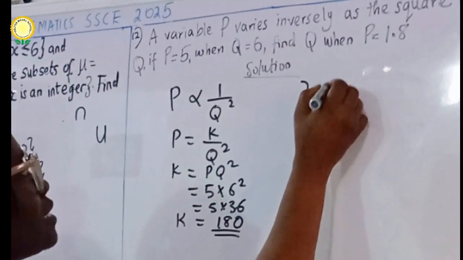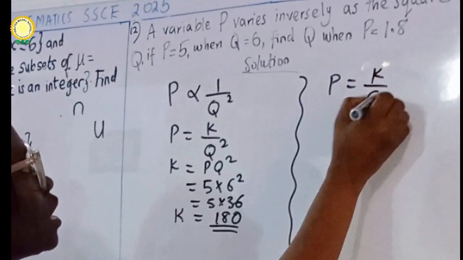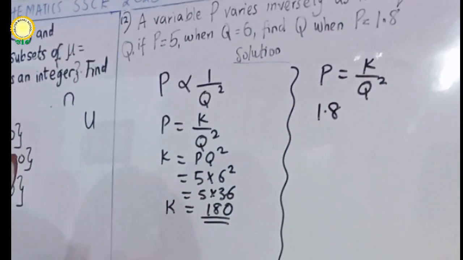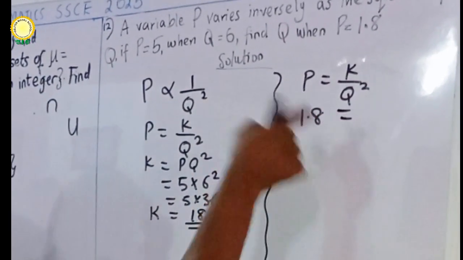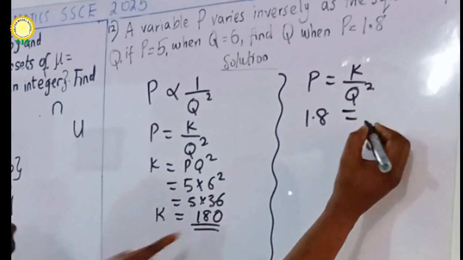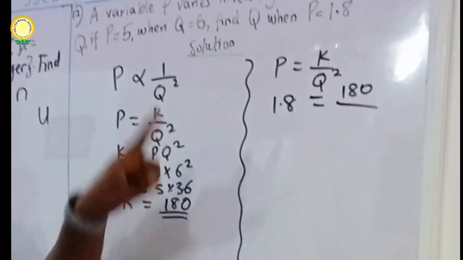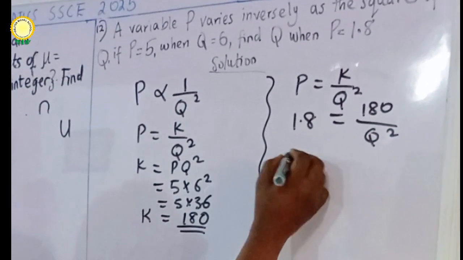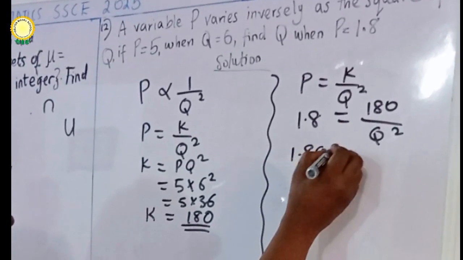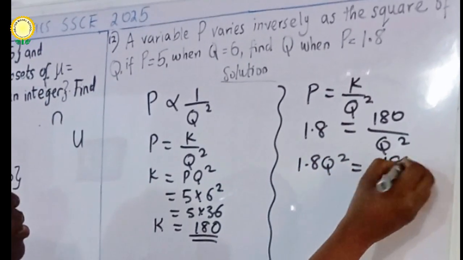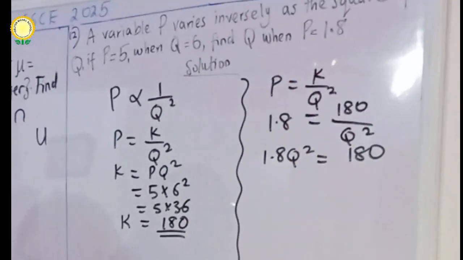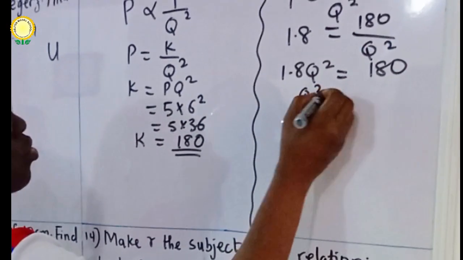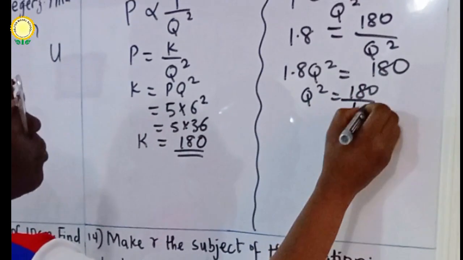Alright, so you rewrite the equation p is equal to k over q squared. What is p now? The new p is what you are going to write. The new p that you are looking for, the q. K is 180 and q is what we are looking for. Multiply both sides by q squared to eliminate your denominator. You have 1.8 q squared equals 180. Divide both sides by 1.8. You have q squared is equal to 180 over 1.8.